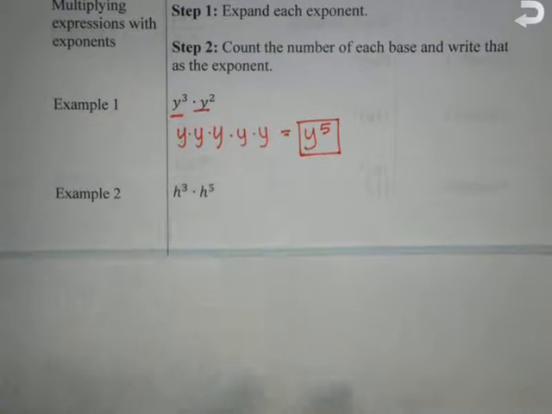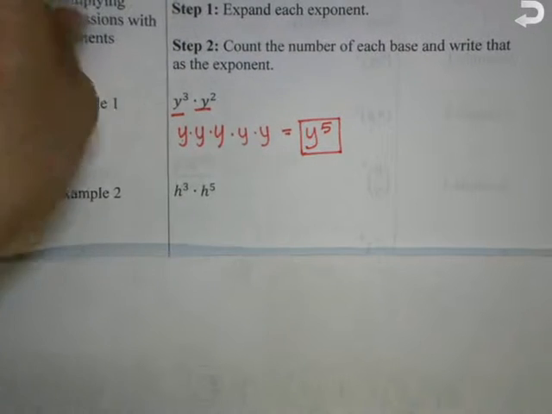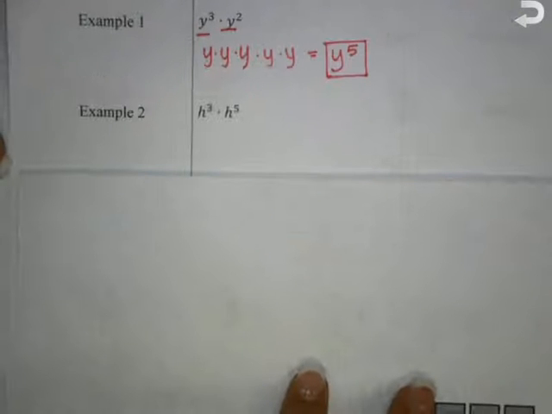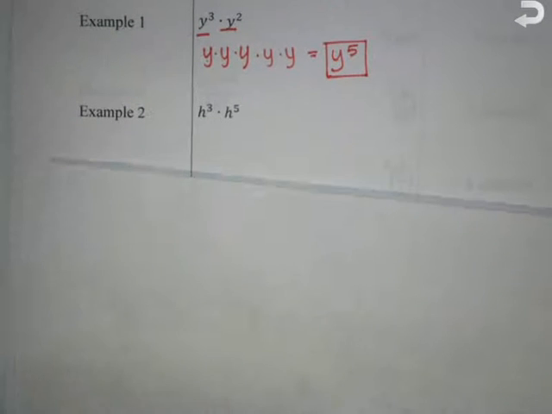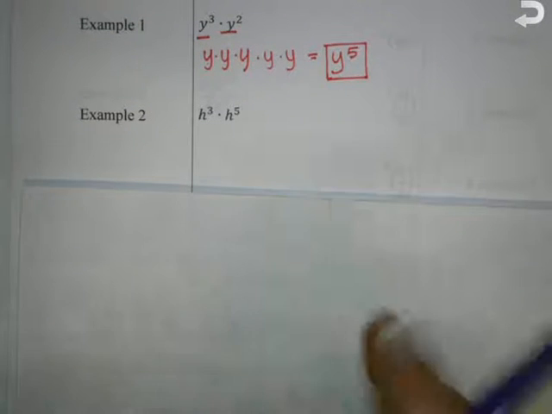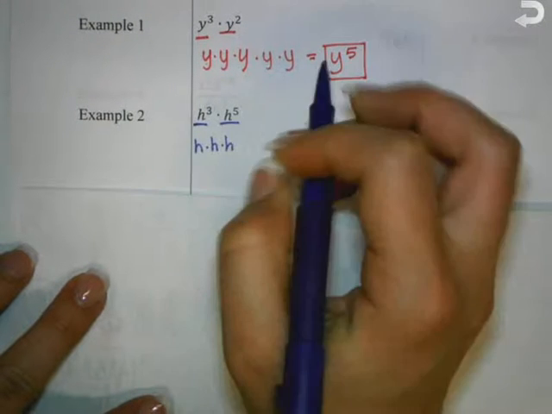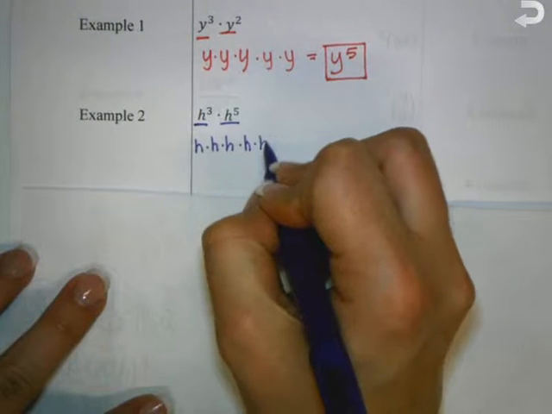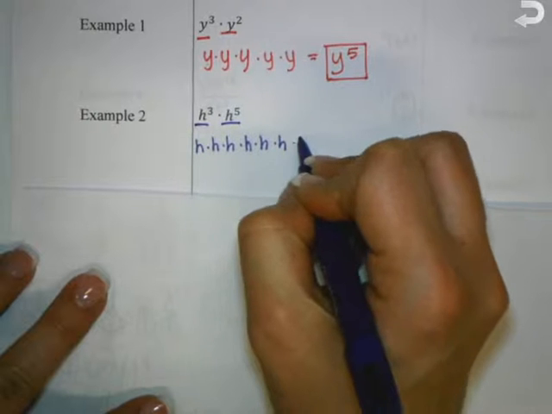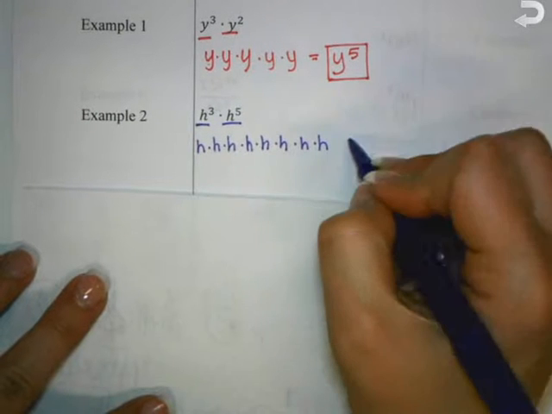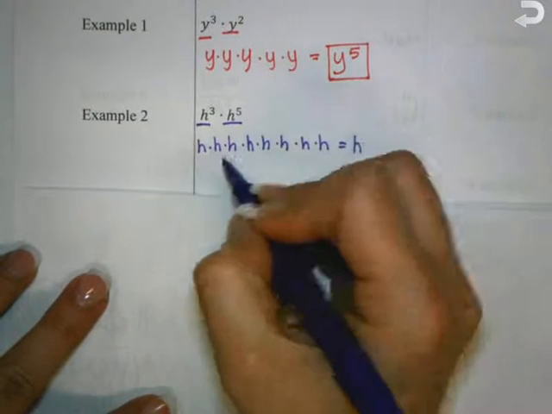Example 2, h to the third times h to the fifth. Try it by yourself, please. So h to the third is h times h times h. H to the fifth is h times h times h times h times h. All of that equals h to the 1, 2, 3, 4, 5, 6, 7, 8.